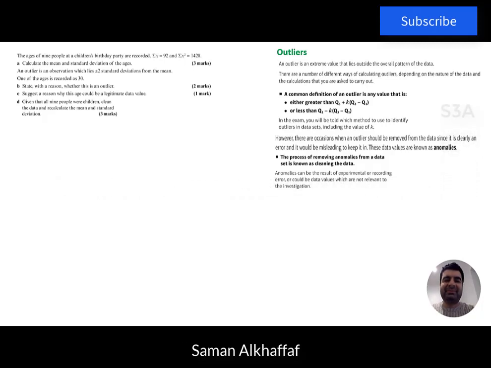So first, we'll start with finding the mean. In this scenario, it will be the summation of x divided by the number of data. So we have 92, and we know that there are 9 children attending, so that will give us 10.2, which will be the mean value.